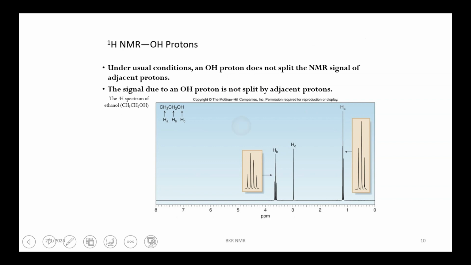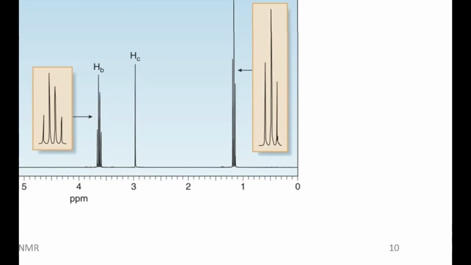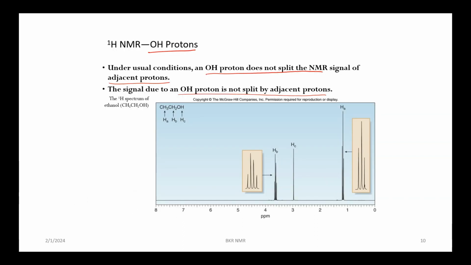So when I talk about the OH protons, under usual conditions, an OH proton does not split the NMR signal of the adjacent protons. So OH will neither split the signals of the adjacent proton, nor will it be split by the adjacent protons. Now why is that? The OH protons, the NH protons and the carboxylic acid protons are known as exchangeable protons.